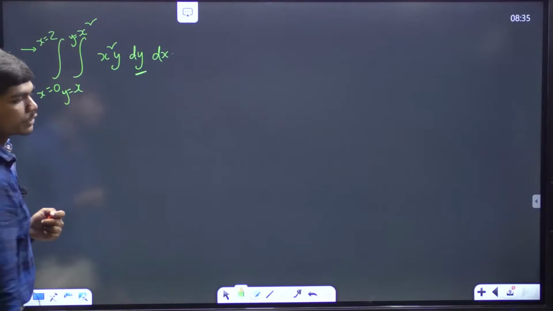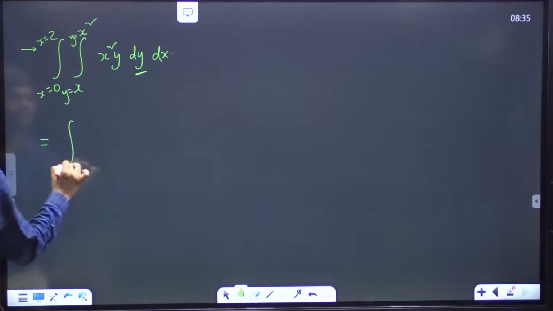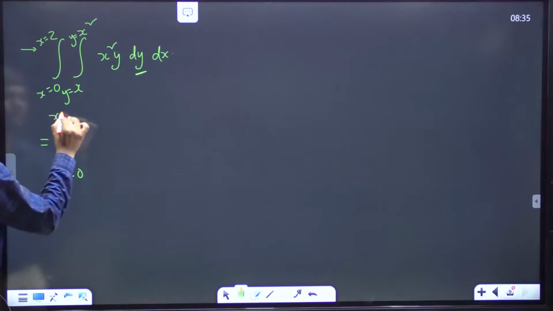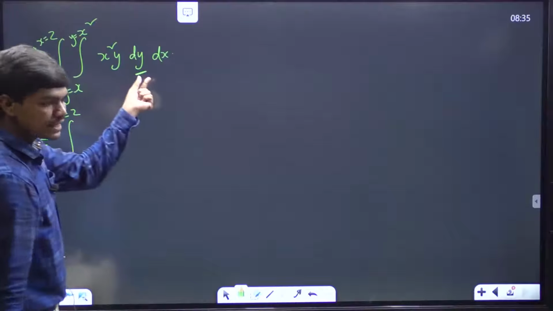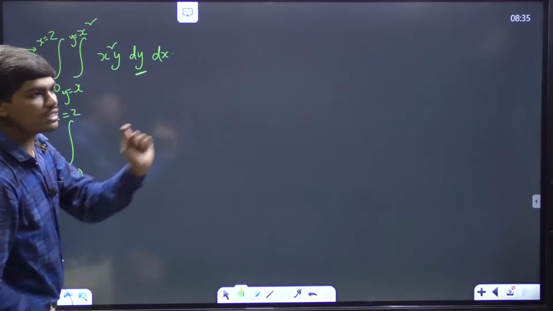So this is the integral that you have. So if you want to integrate this integral now, x is equal to 0 to x is equal to 2. Now see, when you are integrating with respect to y, see this point is really important.